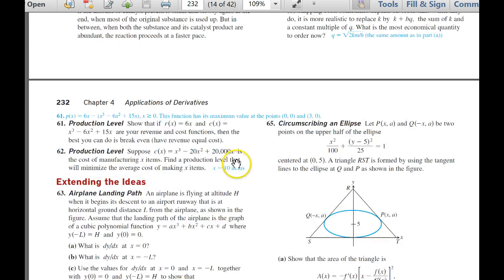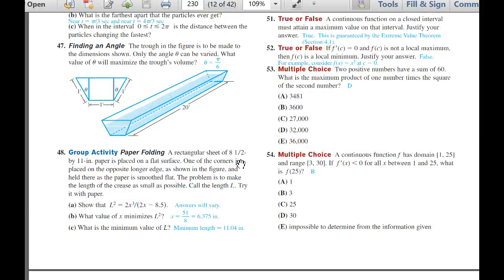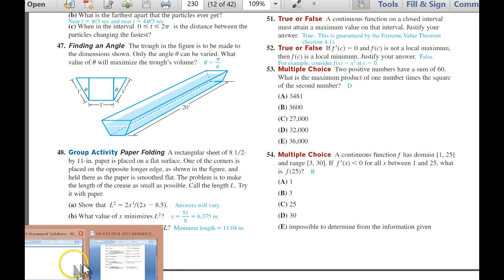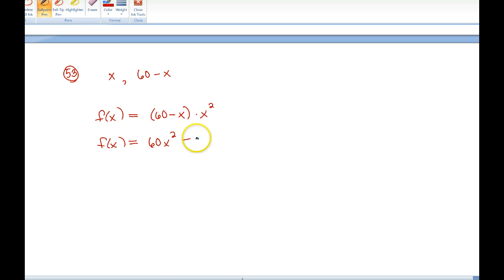So the next one is number 53. We want 2 positive numbers that have a sum of 60. What is the maximum product of one of the numbers times the square of the second number? So the 2 numbers are going to be x and 60 minus x. I'm going to do 60 minus x times x squared, because that's easier than squaring the 60 minus x. So we have f of x equals 60x squared minus x to the third.